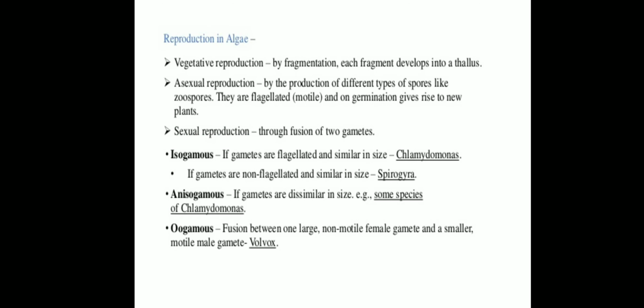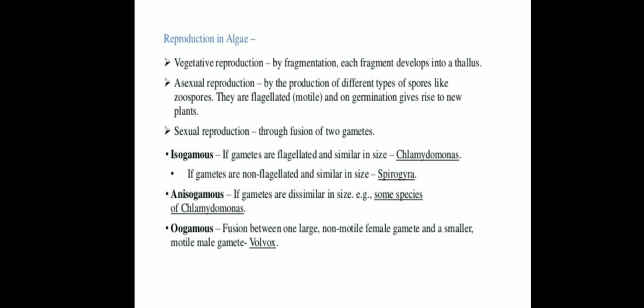So how does algae reproduce? There are three major processes of reproduction in algae. Algae can reproduce by vegetative reproduction. It also shows asexual reproduction as well as sexual reproduction. Vegetative reproduction is by fragmentation. Each fragment develops into a thallus. Asexual reproduction is by the formation of different types of spores called zoospores. They are flagellated, that means they are motile, and on germination give rise to new plants.